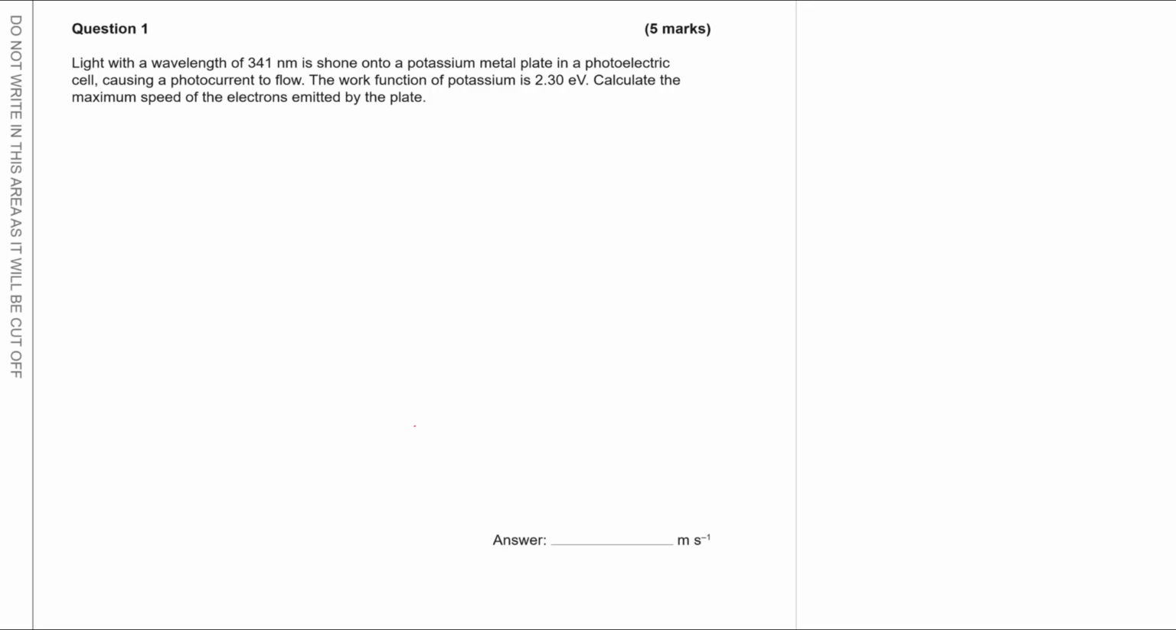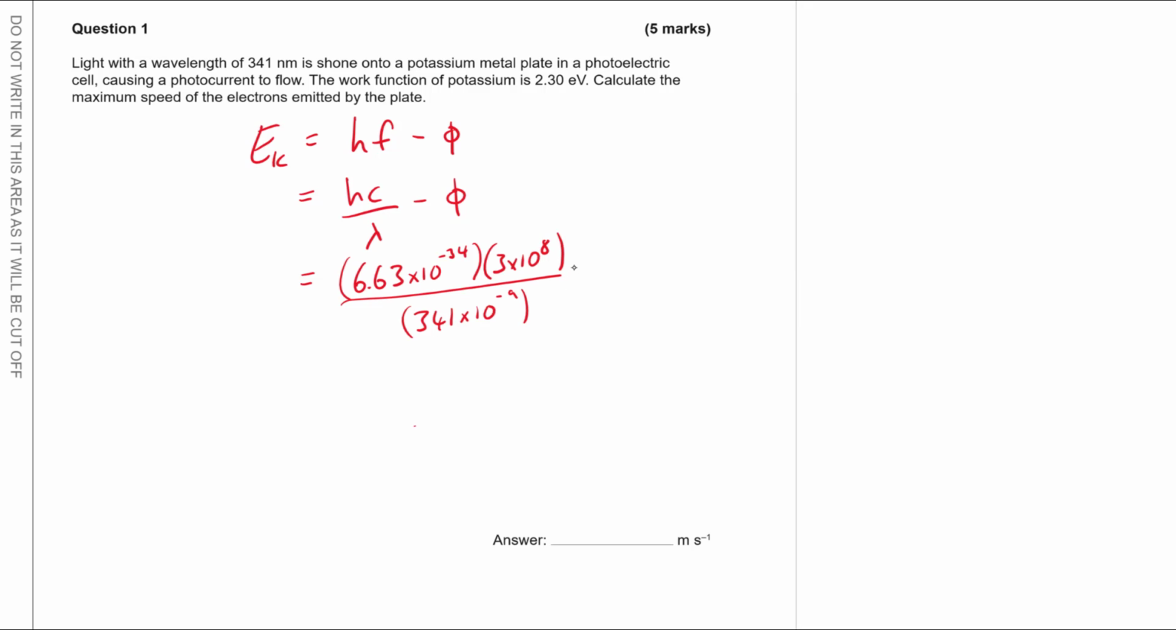Okay, so in question 1 you've been given the wavelength of light, the work function of the material, and it's asking for the maximum speed of the electrons ejected. So you'd start off with the obvious equation, which is E = hf minus the work function, and then I'm going to sub in, instead of hf, hc on lambda, because I've been given the wavelength, and the work function, and then I just sub in. And then I'm going to convert that work function into joules, so it's 2.3 electron volts, so that's times 1.6 times 10 to the negative 19. And I get 2.153 times 10 to the negative 19 joules.